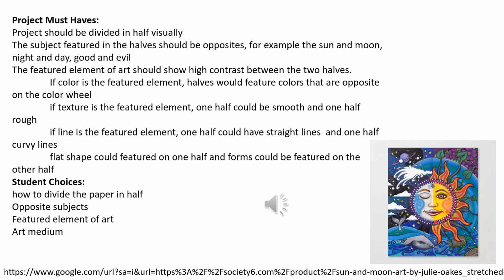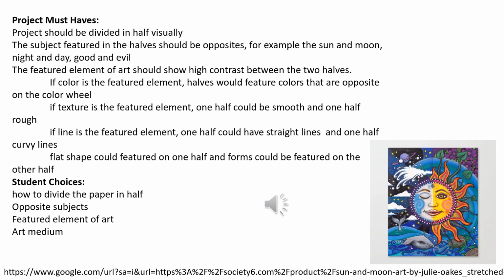Project must-haves. Projects should be divided in half visually. The subjects featured in the halves should be opposites. For example, the sun and the moon, night and day, good and evil. The featured element of art should show high contrast between the two halves. If color is the featured element, halves would feature colors that are opposite on the color wheel.